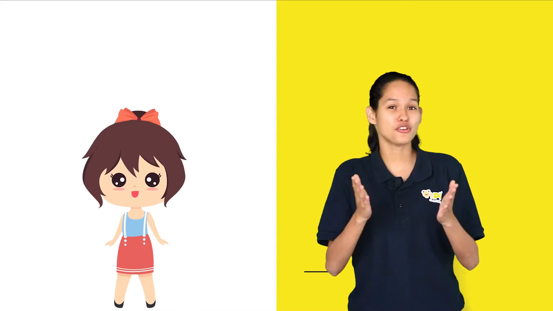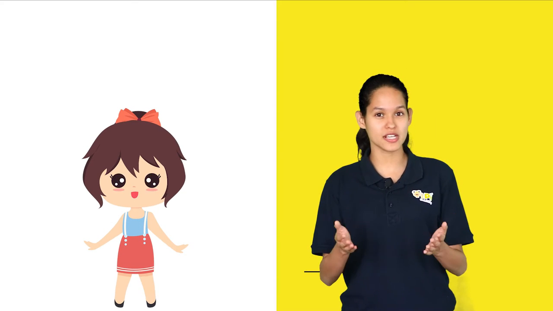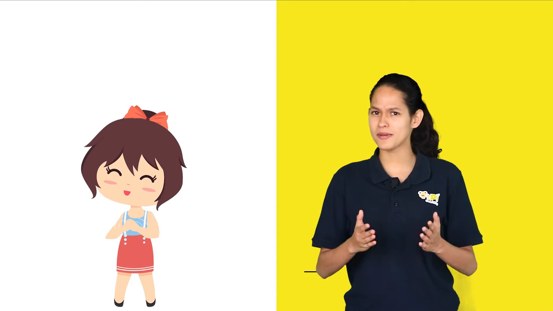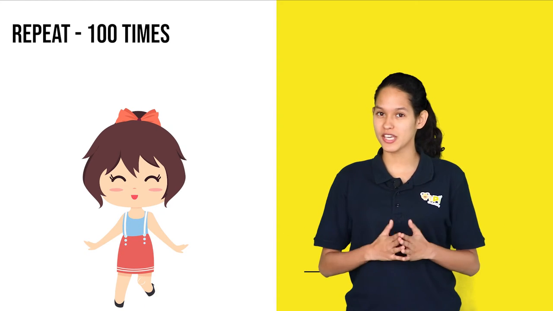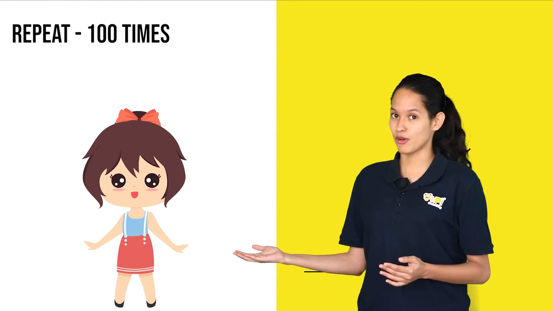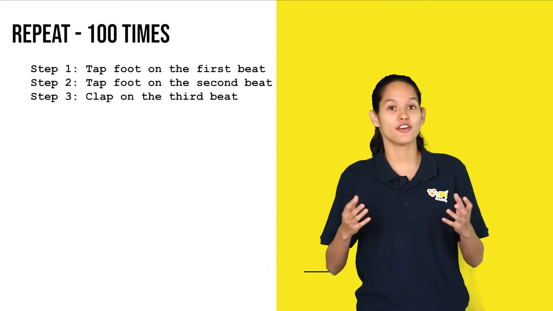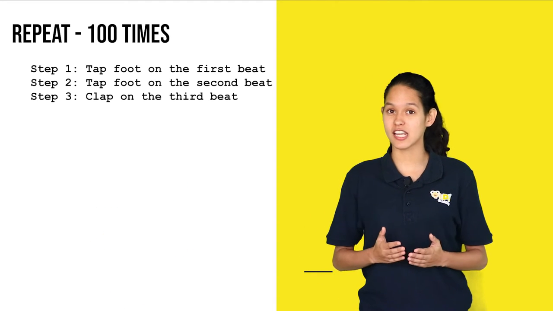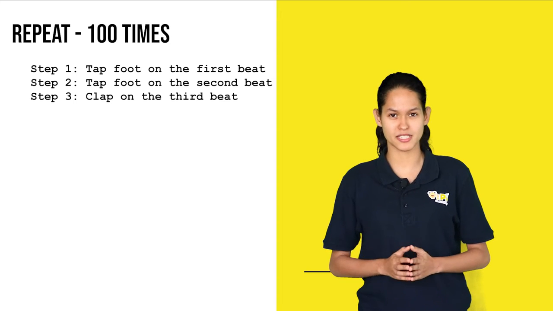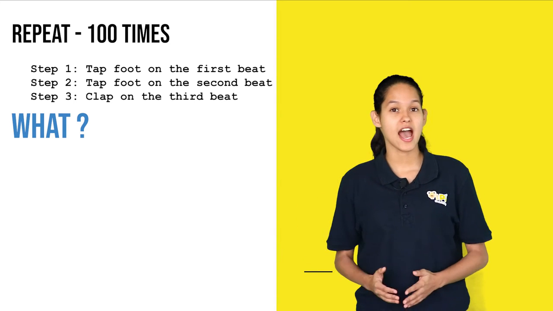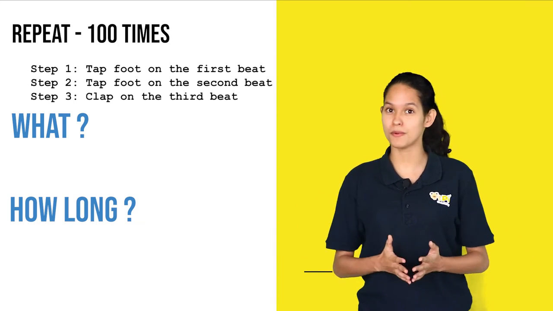Are you ready? You can do it too. We repeat the three steps throughout the song, maybe like 100 times. So we can say, repeat until performed 100 times, followed by the three instructions. If you notice carefully, you can understand the two main loop concepts. What do you want to repeat? And for how long do you want to repeat it?